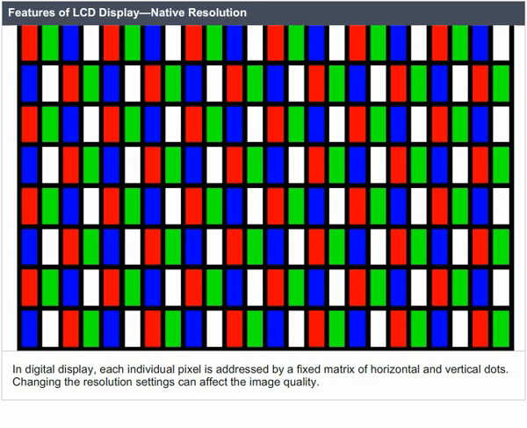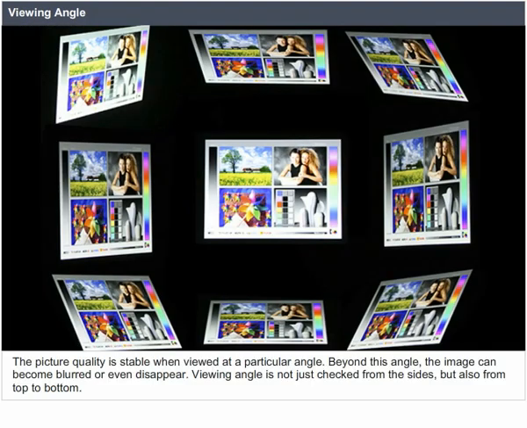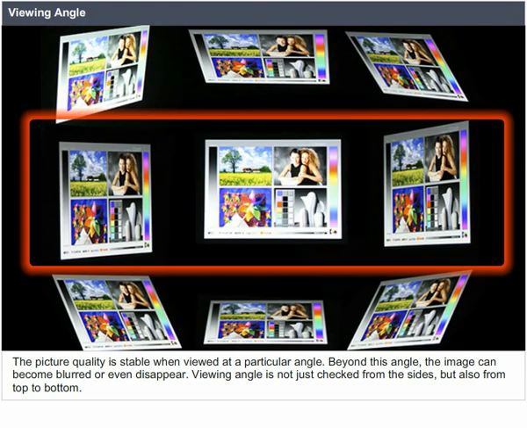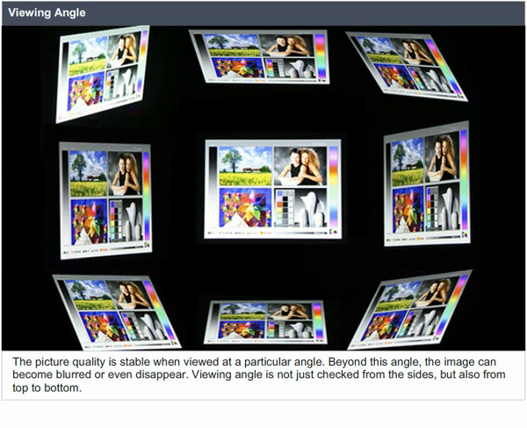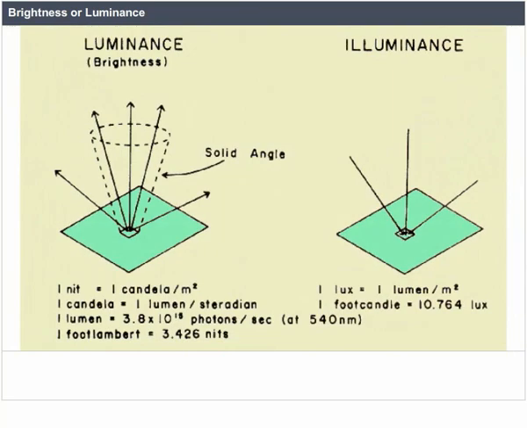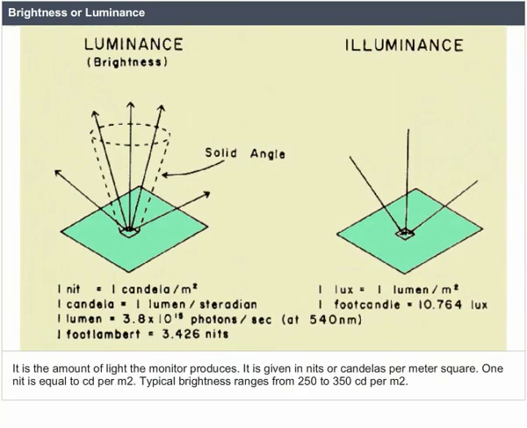Viewing angle. The picture quality is stable when viewed at a particular angle. Beyond this angle, the image can become blurred or even disappear. Viewing angle is not just checked from the sides, but also from top to bottom. Brightness or luminance. It is the amount of light the monitor produces. It is given in nits or candelas per meter squared. 1 nit is equal to 1 CD per meter squared. Typical brightness ranges from 250 to 350 CD per meter squared.